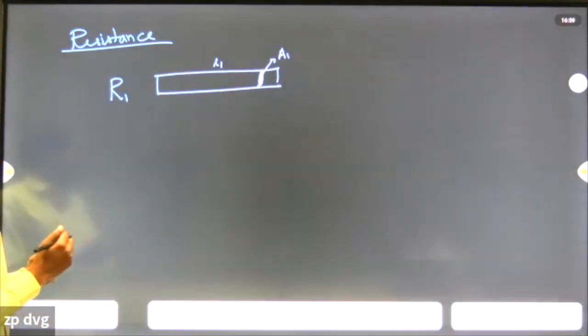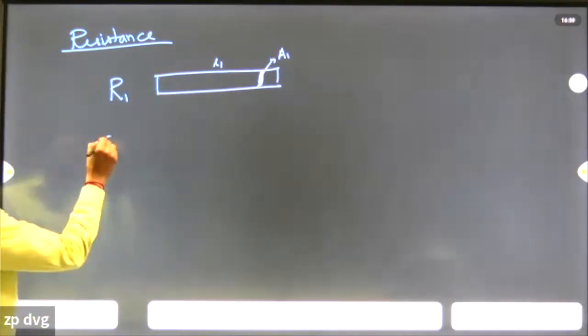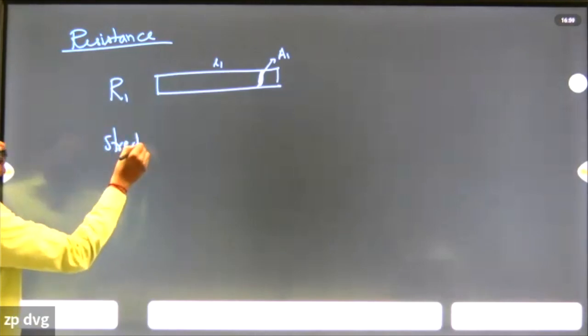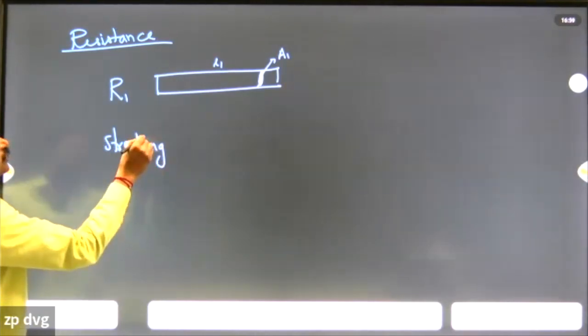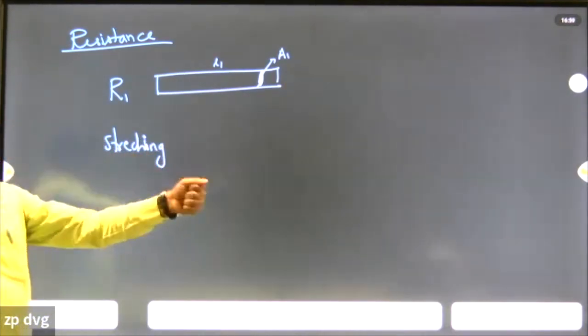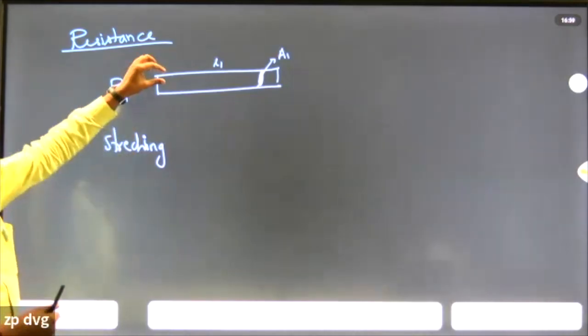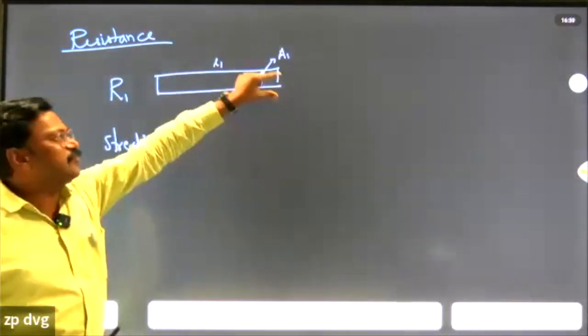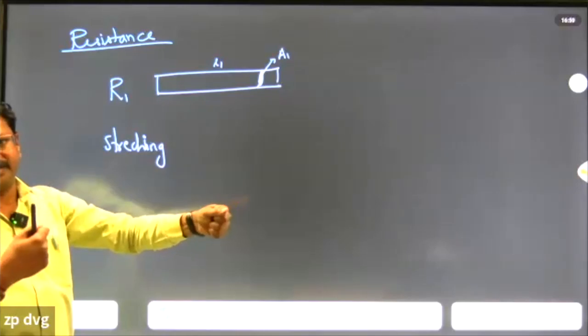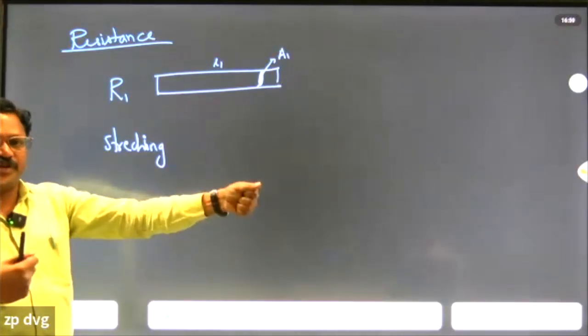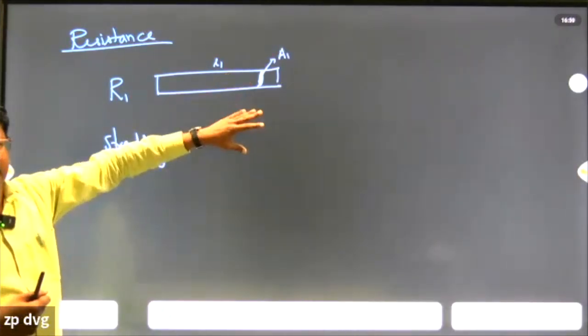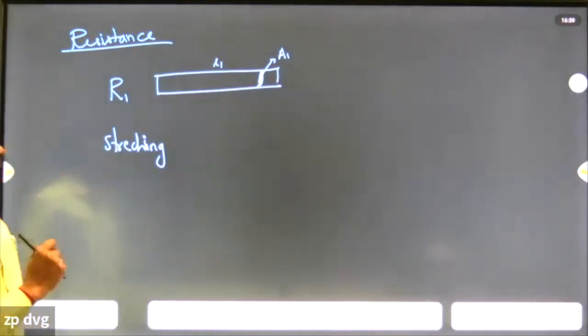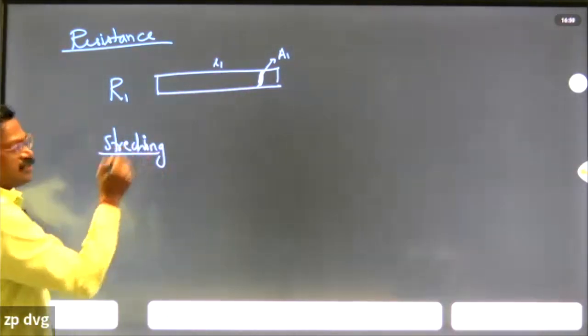Now, if you change the dimension of the same wire, one method of changing the dimension is stretching. We can stretch the wire, so the wire can be elongated. If a wire is stretched, what happens? When we elongate a wire, the area of cross section decreases and the length increases. If length becomes double, then area of cross section will become half. So that kind of action is called stretching.